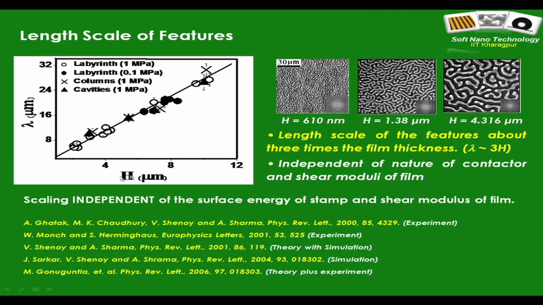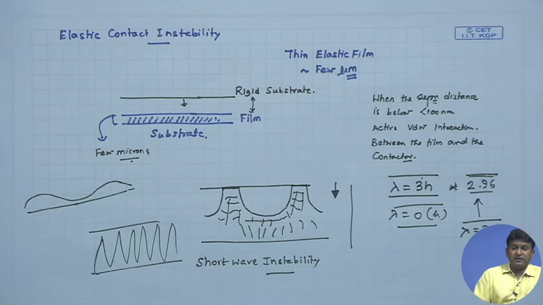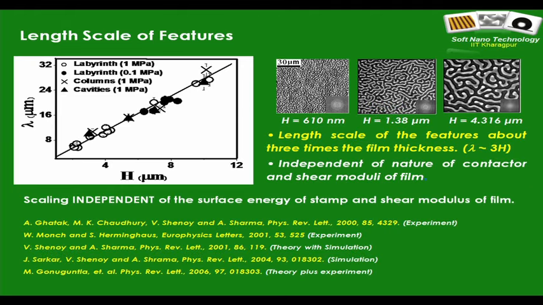So, if you plot lambda versus h on a linear scale, you get a slope equal to 3. In fact, if you look into the symbols, something very interesting is there, and that is that this scaling relation is valid for all the morphologies. So, you have cavities, columns, labyrinths, and more importantly, it is independent of the exact elastic modulus of the film. So, you need to have a fully elastic film, but whether you have added 5% crosslinker or 10% crosslinker or 15% crosslinker, the scaling relations do not change.